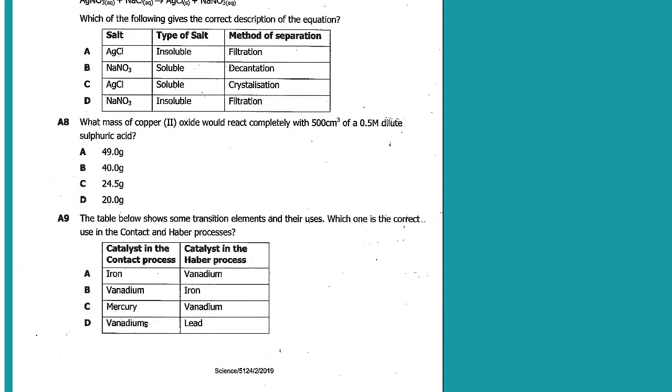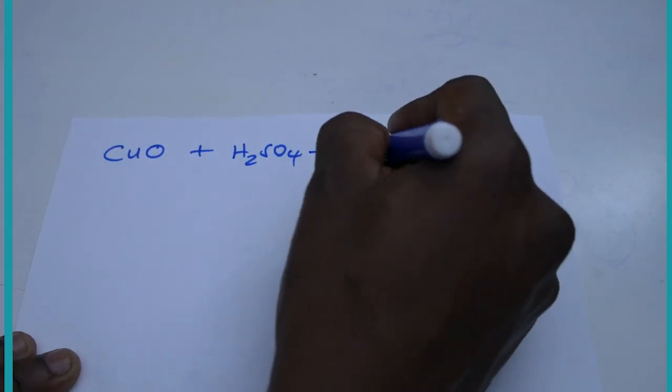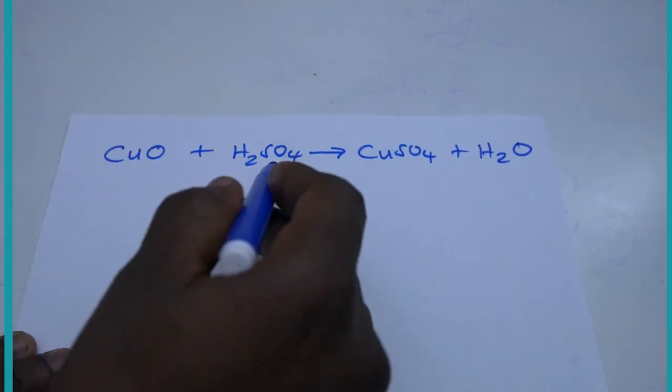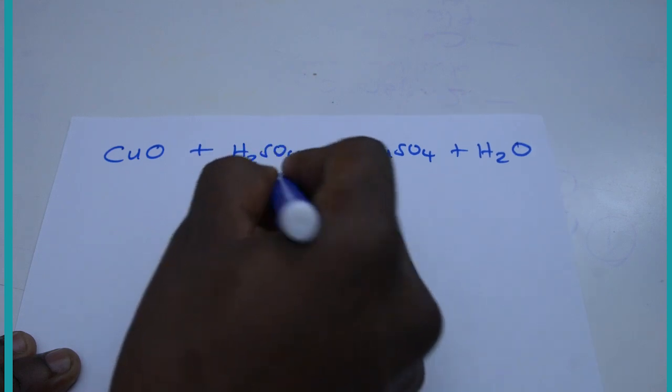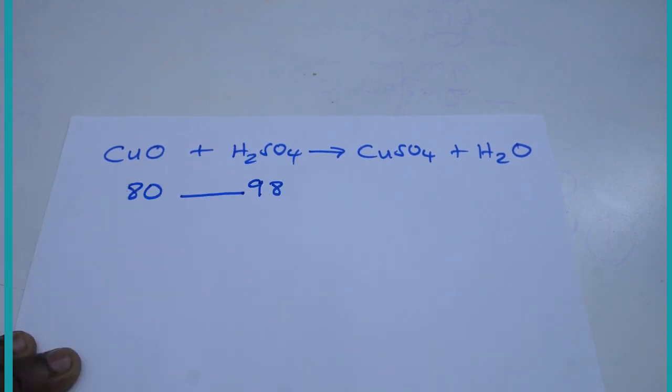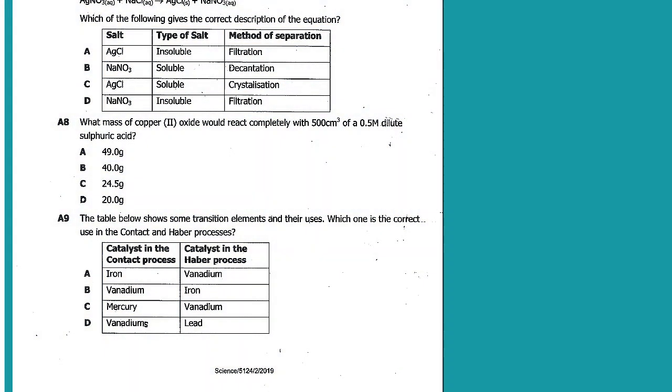Question 8. What mass of copper oxide would react completely with 500 cubic centimeters of a 0.5 molar solution of dilute sulfuric acid? So for this one, first of all, we write a balanced equation, and then we see the masses. So if we check sulfuric acid, the relative formula mass is 98. Copper oxide here, the relative formula mass is 80. 80 grams of copper oxide will react with 98 grams of sulfuric acid. So now, according to what we've been given, 500 cubic centimeters of 0.5 molar sulfuric acid.